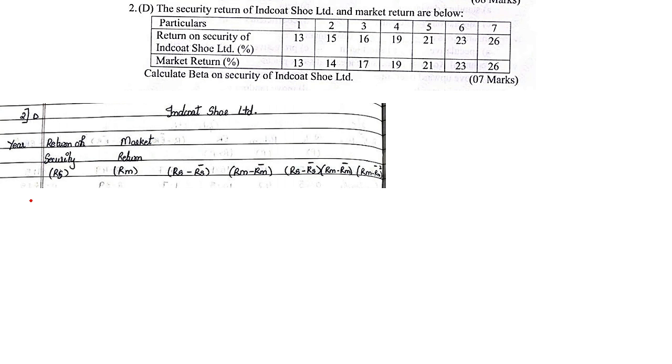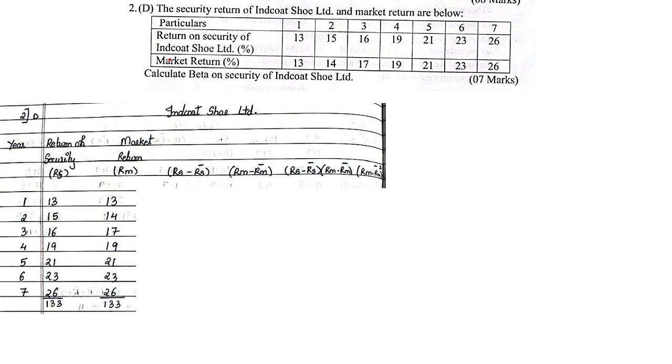So under years, we note down the years 1, 2, 3, 4, 5, 6, 7. Under return on security, we note down the return of security column, and we get the total. Total comes to 133. Same way, market return, we note down all the values of market return and get the total. It also comes to 133. Once we get the RS total and RM total, we need to find two things.